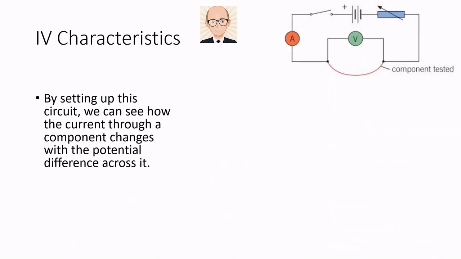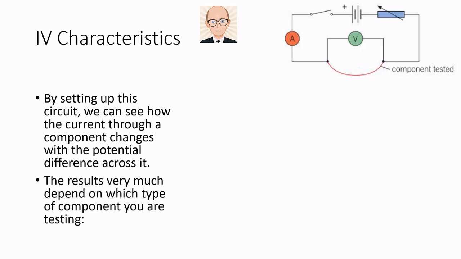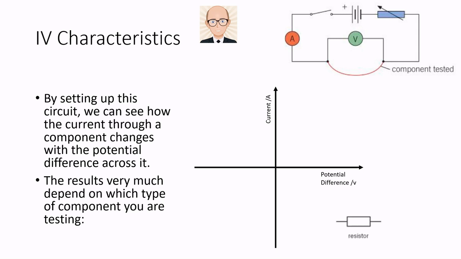IV characteristics are a way of describing how a component behaves as a potential difference is placed across it. We can use a setup like this to find out how current through a component changes as we vary the potential difference across it. The shape of the graph can indicate the type of component being tested. If we plot the results using a fixed resistor as the test component, we find a proportional relationship between the potential difference and the current. The line is straight and passes through the origin. In other words, the ratio between the potential difference and the current is constant.